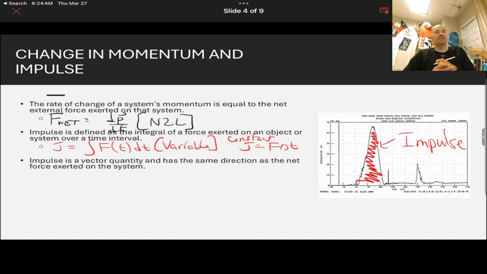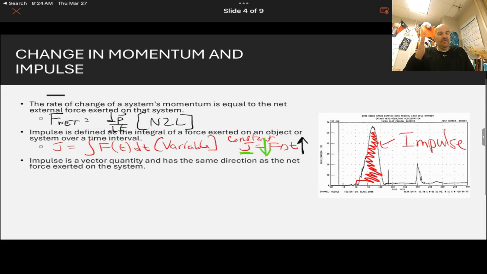So impulse is a vector quantity, and it has the same direction as the net force exerted on the system. So if I'm exerting a force to the right, that means my impulse is also going to the right. Impulse is the important thing when it comes to car safety. So airbags, right? The goal of airbags is not to change the impulse. The goal of the airbags is to extend the time. So we're increasing delta t, which, because of the inverse relationship, will decrease F, because J will stay the same.